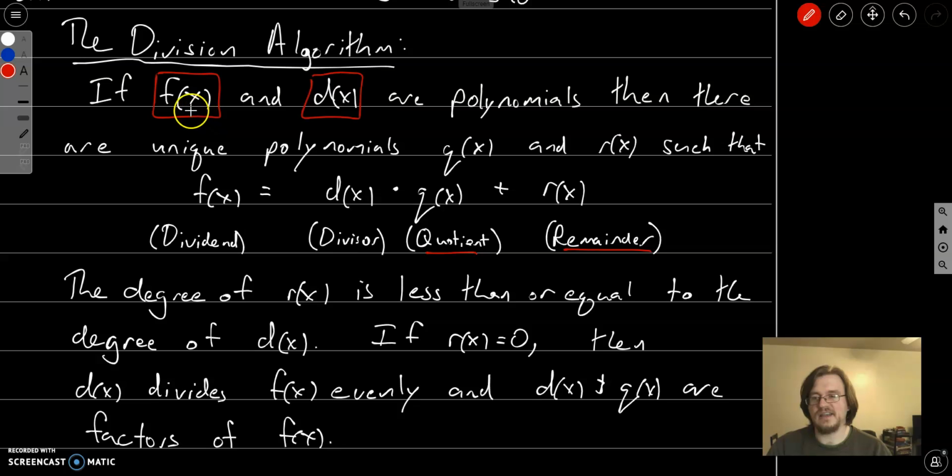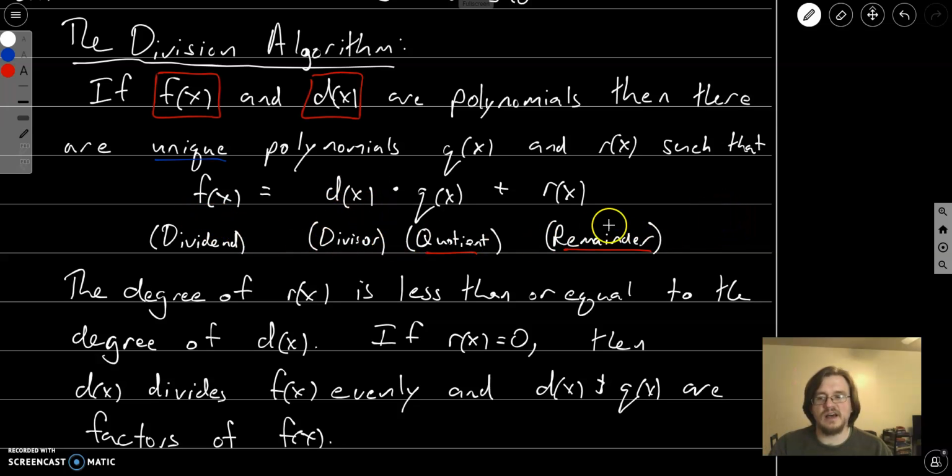And if we divide f by d, then f is going to be equal to d times the quotient plus the remainder. There's a little bit more in here. These polynomials, the quotient and the remainder, are in fact unique, meaning that there's only one quotient and there's only one remainder. This is quite nice. It means that there's only one answer to the question. Furthermore, the remainder essentially has to be smaller than the divisor.